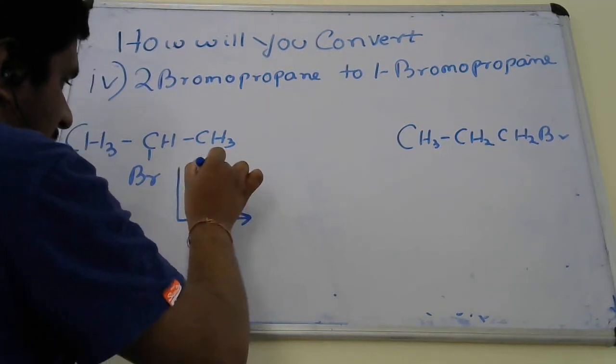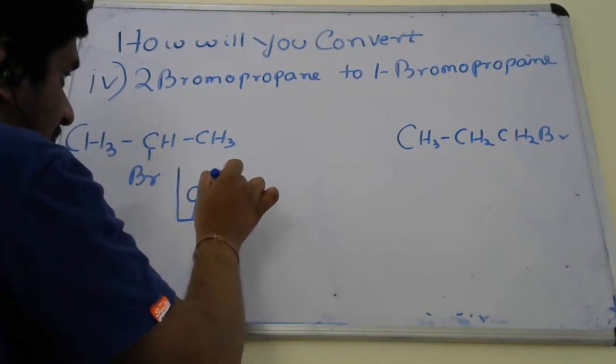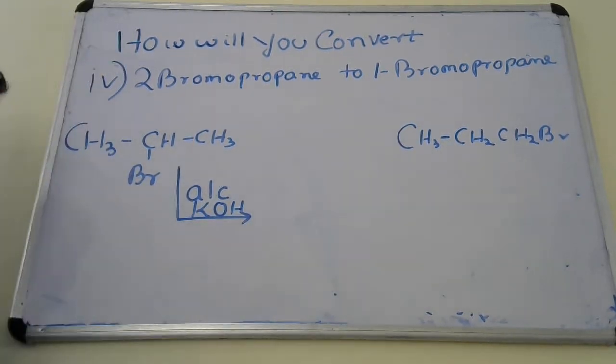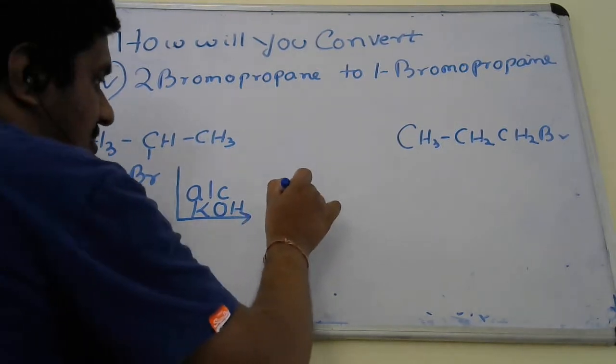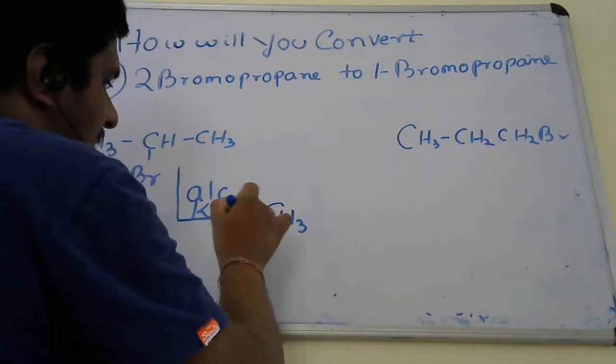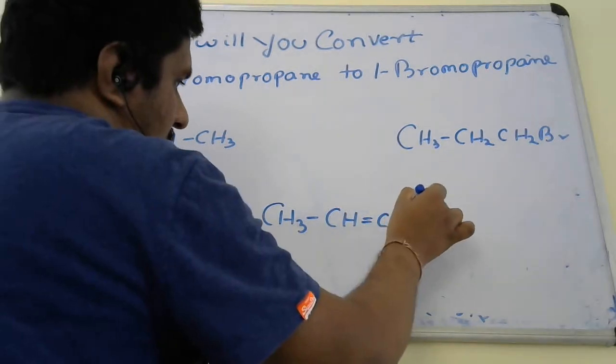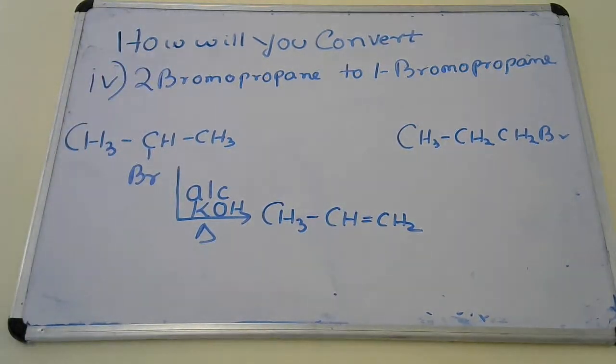First, like we have done from 1-bromo to 2-bromo, similar steps. First we will give alcoholic KOH. What will happen? You know, dehydrohalogenation. Alkene will be formed. You obtain that. Now we have to introduce bromine at the 1 position.